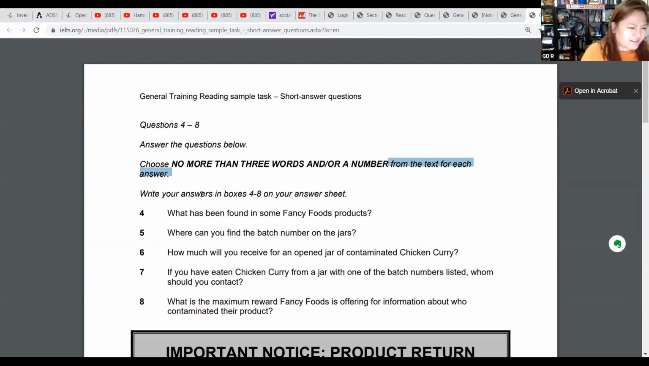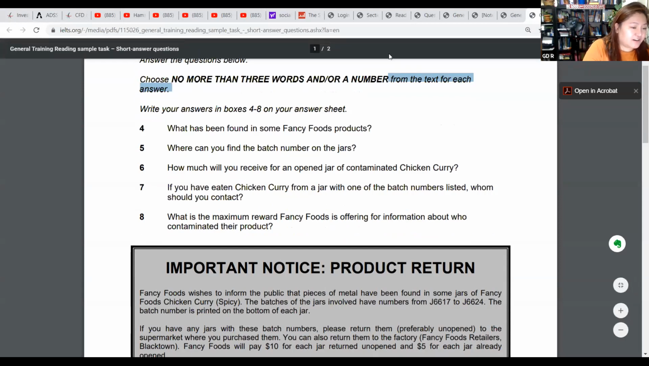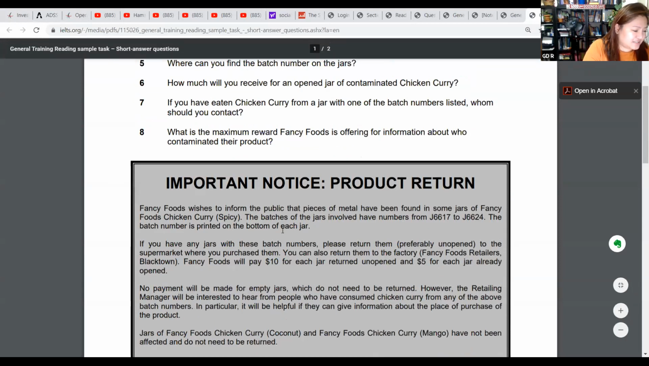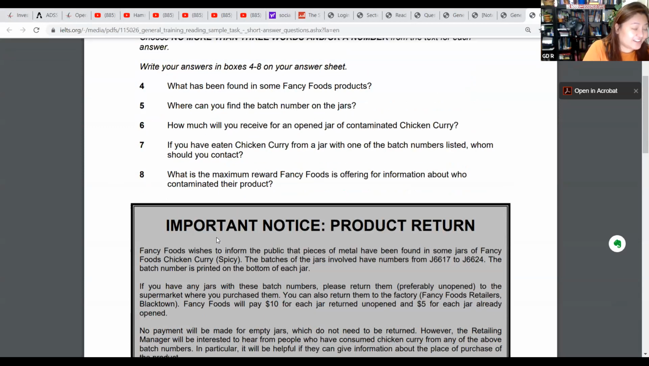Write your answers in boxes 4 to 8 on the answer sheet. So before reading, go back to this. I read the questions: what has been found in some fancy food products. So we can assume as usual that for the first question, you can find the answer in the first paragraph. Lagi ganun yung assumption.